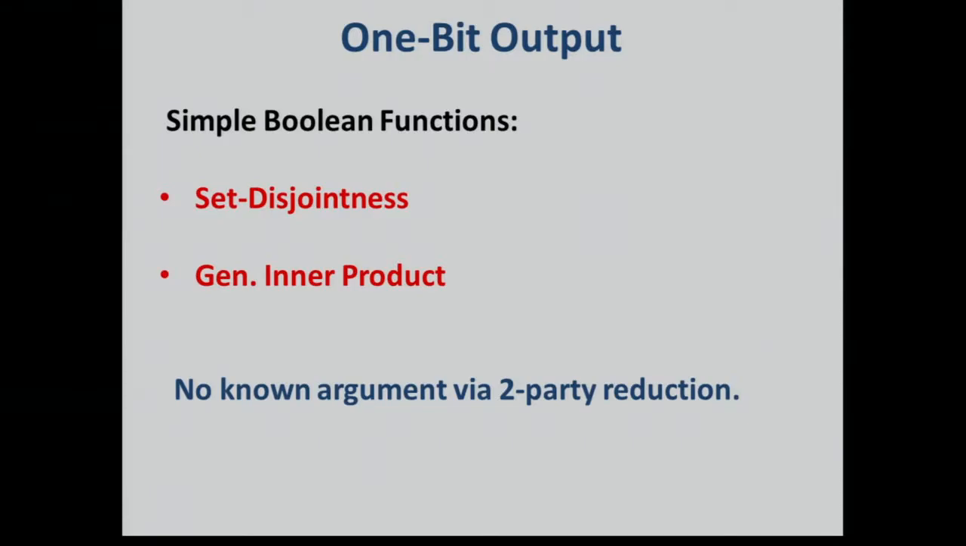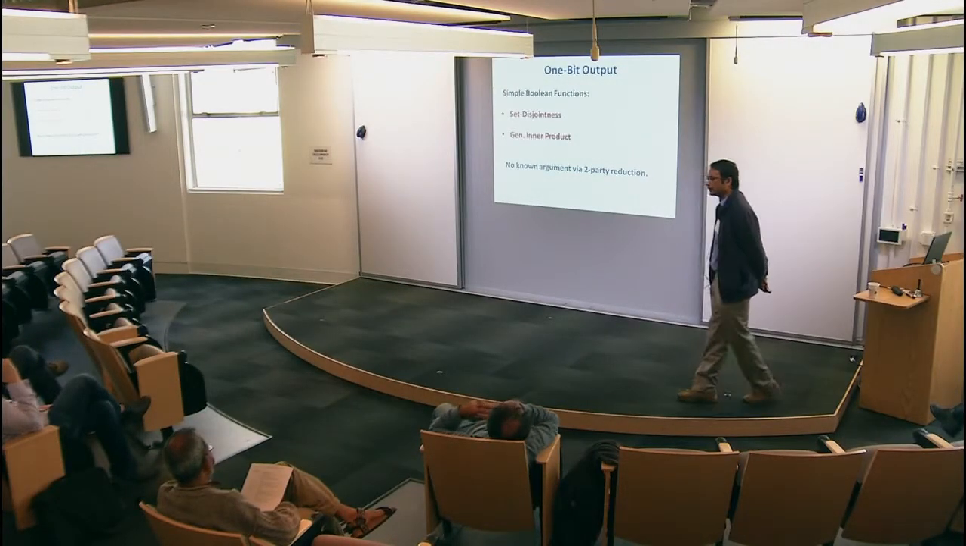Sorry? Is there a new paper? Curious, are you sure for generalized inner product you can't do it with a large enough alphabet? Or? So I'm looking at the binary alphabet. Oh, this binary. Okay.